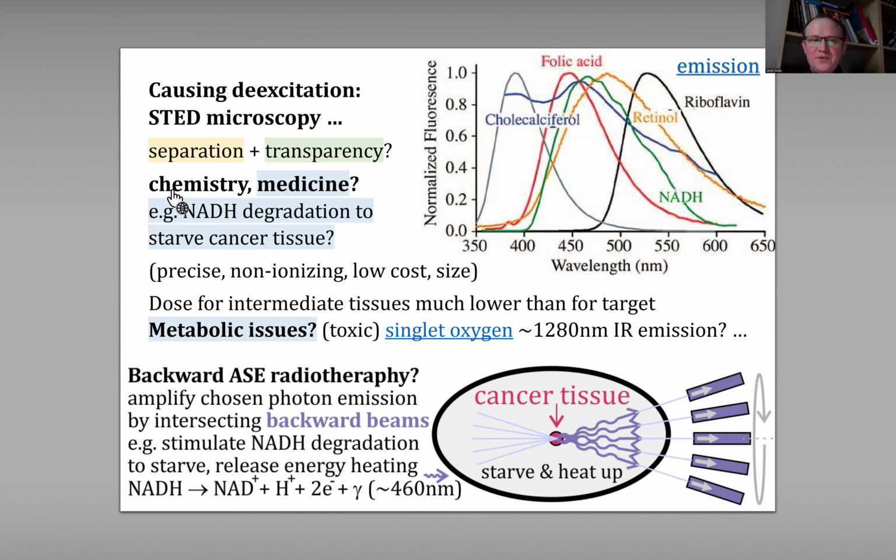Yeah, so for example, this NADH is pushed out from metabolites. So if you would speed up the excitation of this NADH locally, then hopefully you should starve this tissue. So you would like to make it so that we starve this tissue, not damaging tissues on the go.